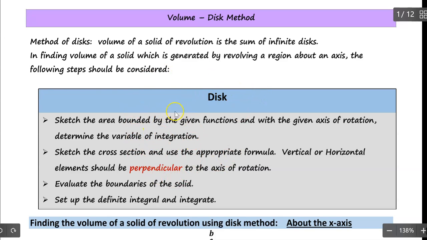So this method provides us with a few steps for us to follow. First of all, we need to sketch the area bounded by the given function and the given axis of rotation, in this case either the y-axis or the x-axis. We can then determine the variable of integration. So what is the variable of integration?